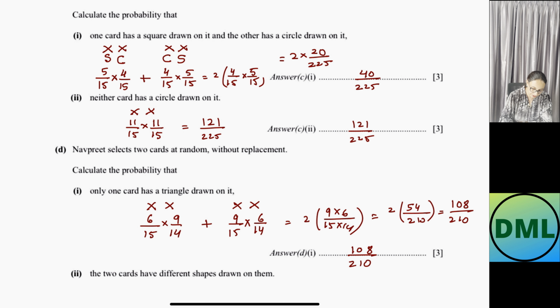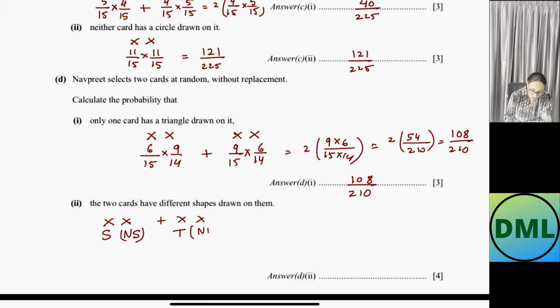Let's see the next part here. The two cards have different shapes drawn on them. So if I have to pick cards which have different shapes drawn on them, I have to take three options. First, I have picked a square, then not a square. Then I have to pick a triangle, and then not a triangle. Then I have to pick a circle, and then not a circle. Let's write down all the probabilities here first.